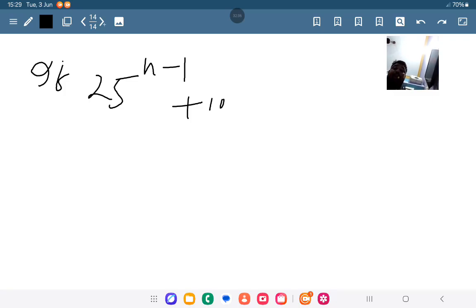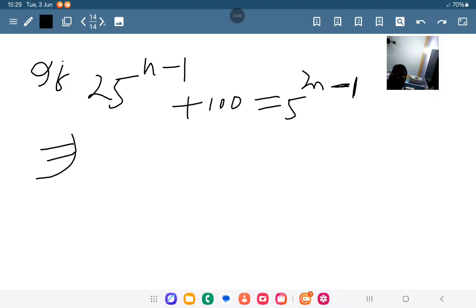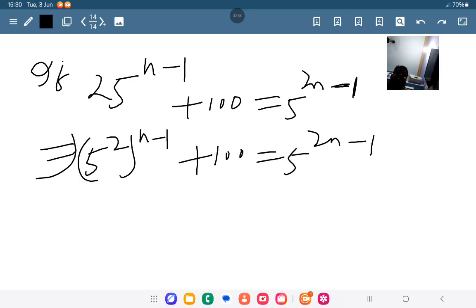The question is, if 25 to the power n minus 1, but I've written n plus 1, plus 100 is equal to 5 to the power 2n minus 1. Sorry. Let's solve. This implies 25 is 5 squared, so (5 to the power 2) to the power n minus 1, plus 100 is equal to 5 to the power 2n minus 1. Sorry, because I have written the wrong question. I have not seen it properly. Small letters are written.